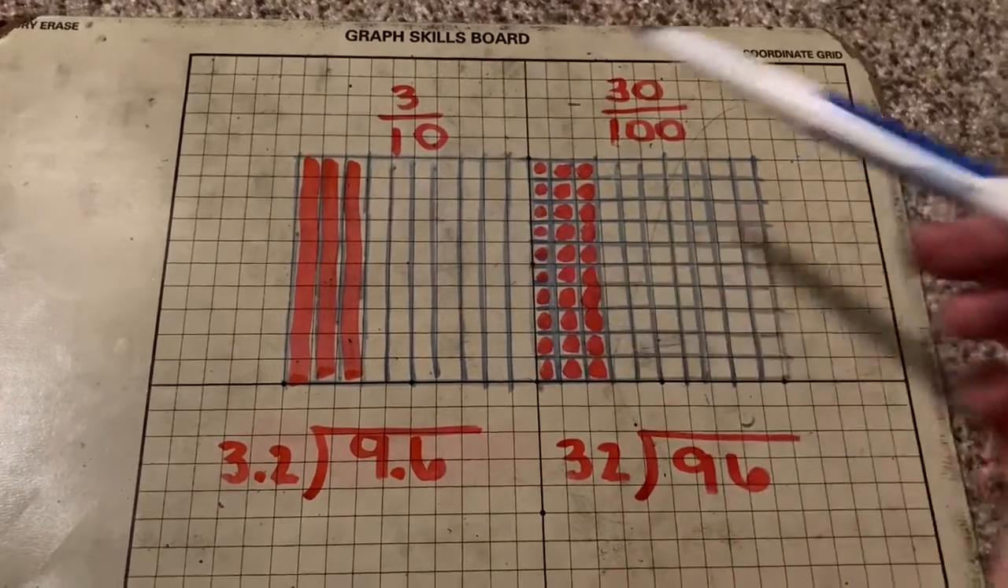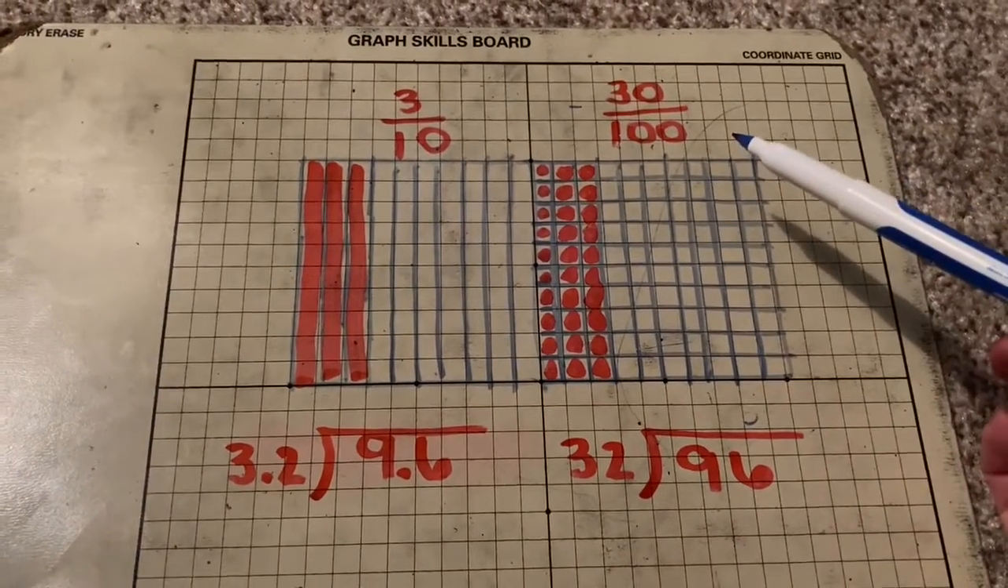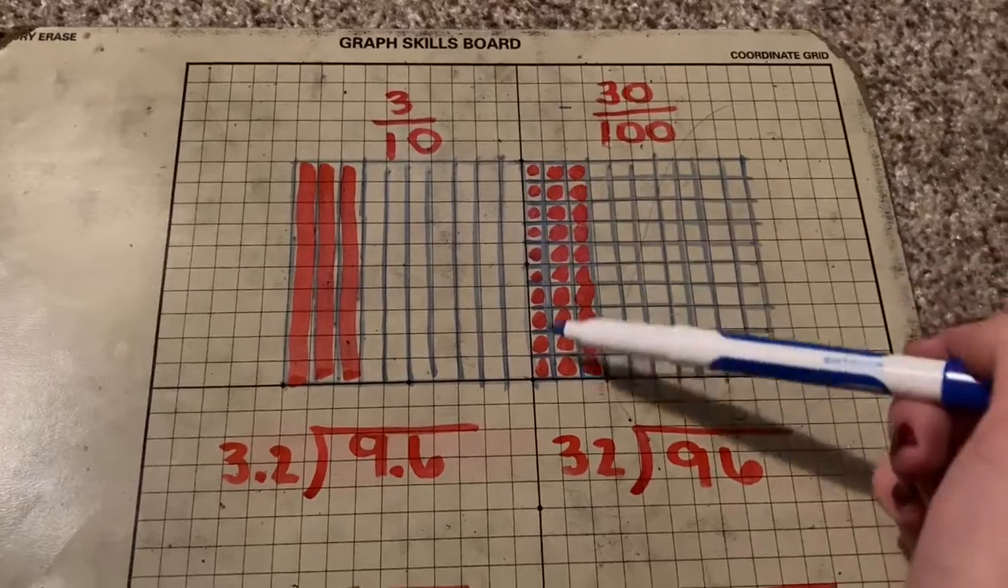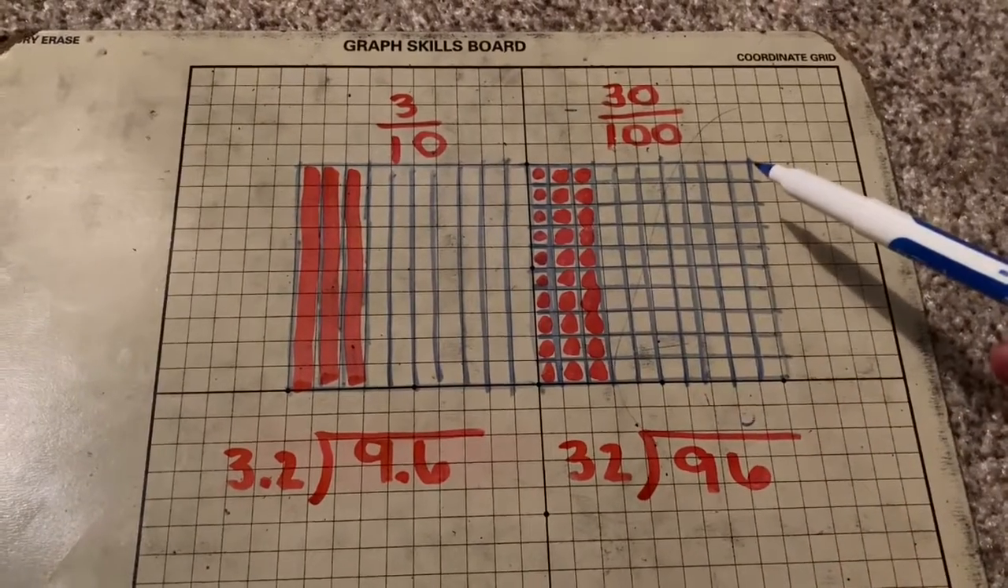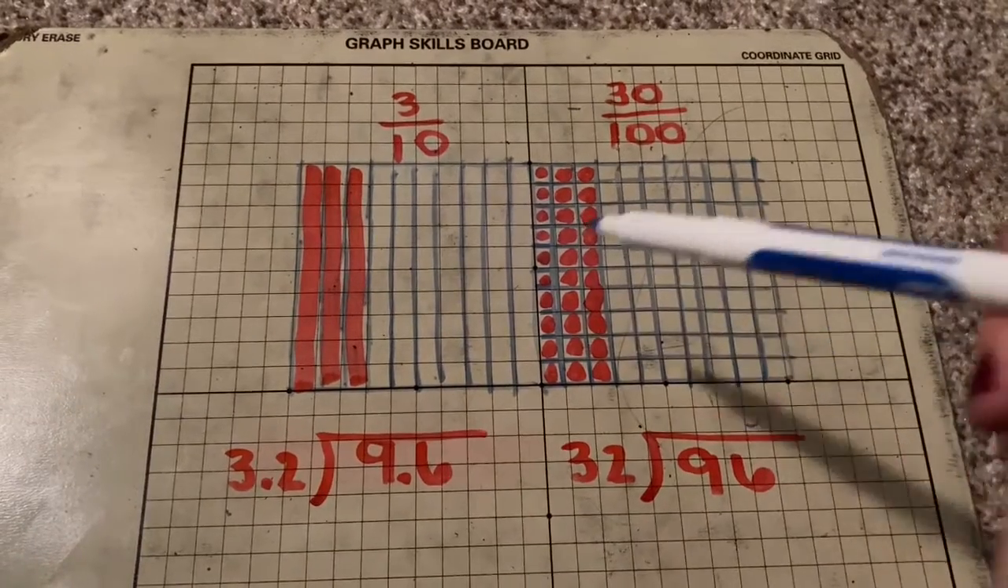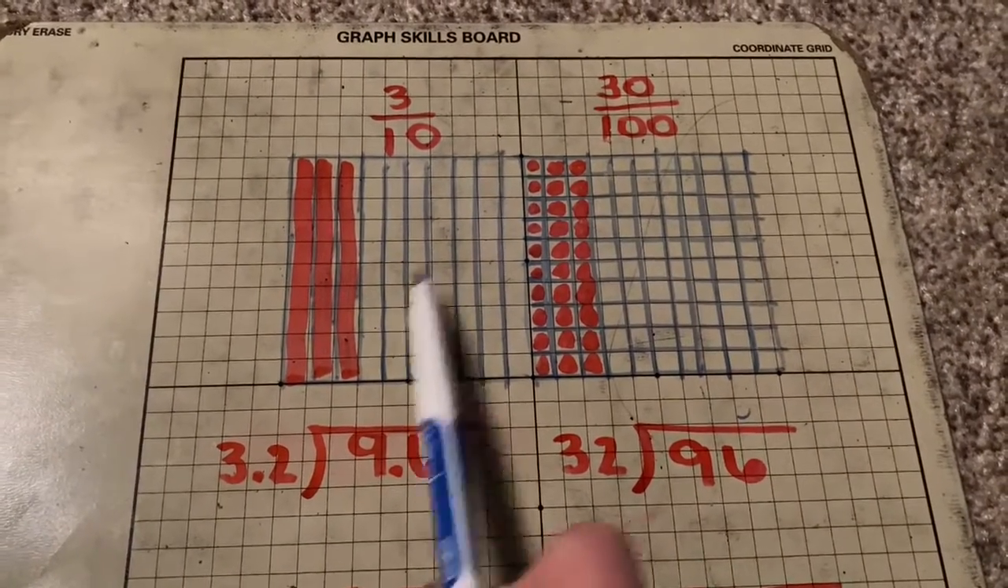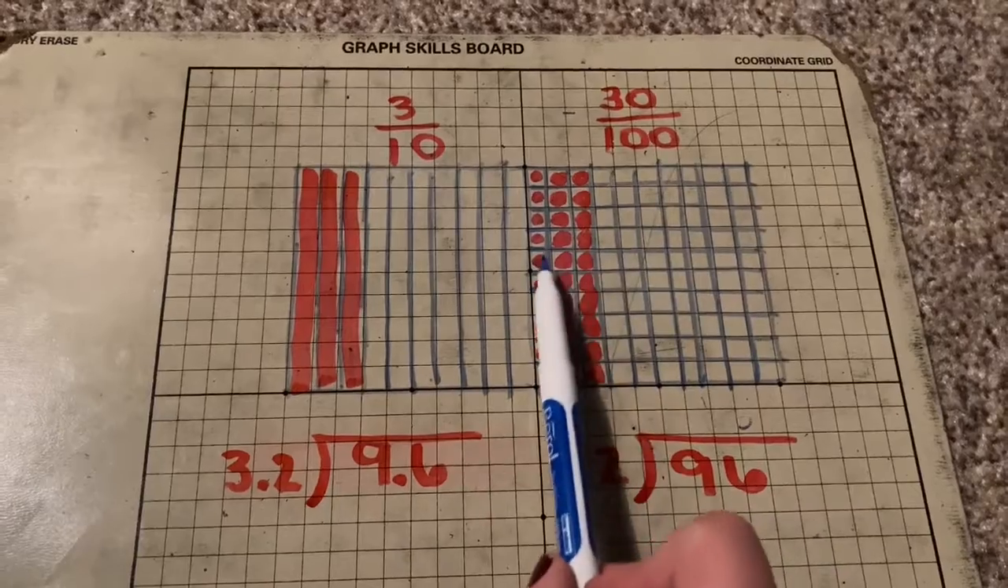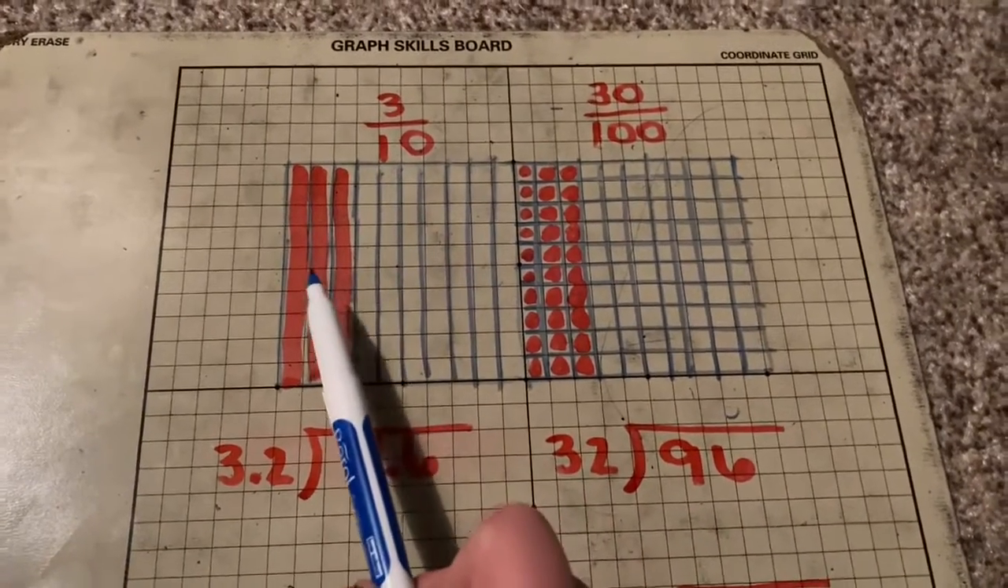Okay, so over here we have 30 hundredths. You can see I've divided my unit into 100 equal pieces, and I have shaded in or used 30 of them. Visually, you can see this is worth the same amount as this. I've shaded in the same amount of area.